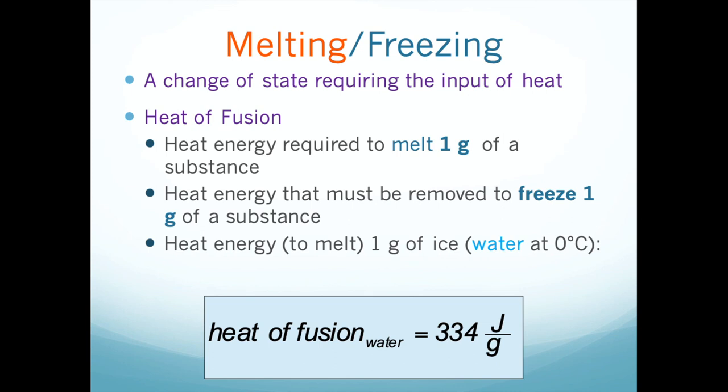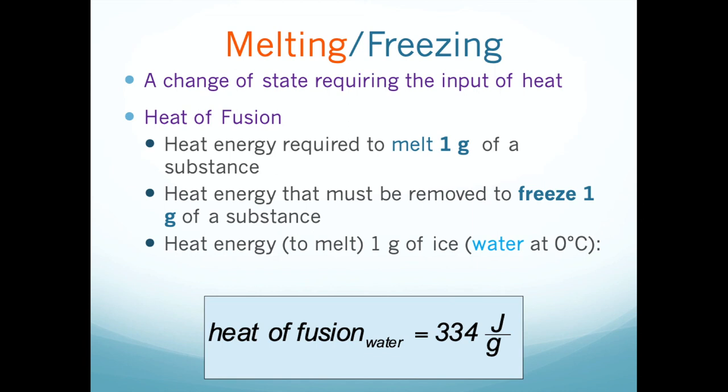Now, you don't have to memorize that number on a quiz or exam that'd be provided to you, and otherwise you could look it up here. Okay, so what does that mean? It means that 1 gram of ice needs 334 joules of heat energy to melt completely into water.